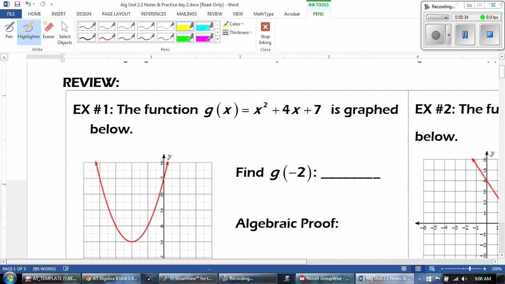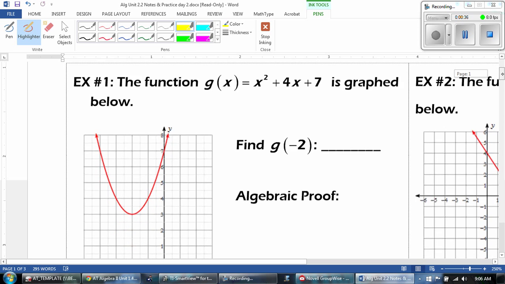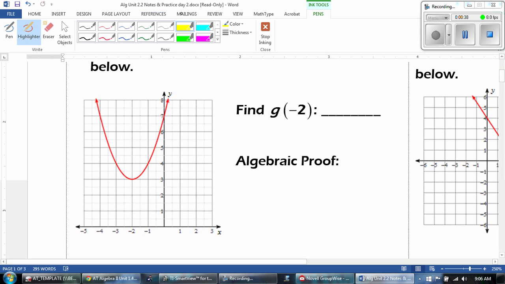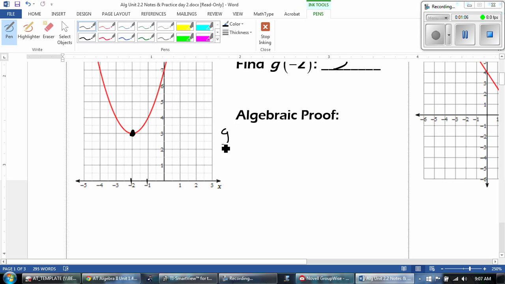Zooming in, find g of negative 2. When we're doing this, just remember that this is our x. So if that's my x, I am going to go to negative 2. Sorry, there's negative 1, there's negative 2. I'm just going to follow it up, and there it is. It's 3.